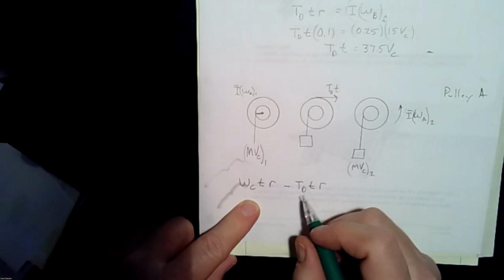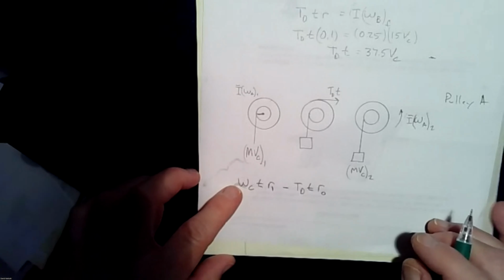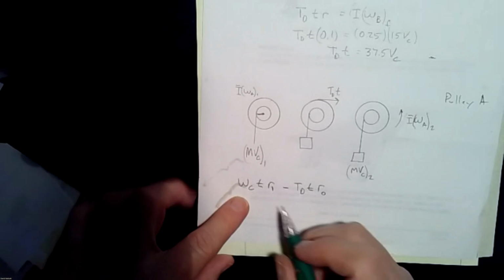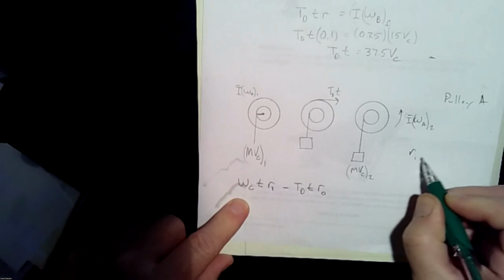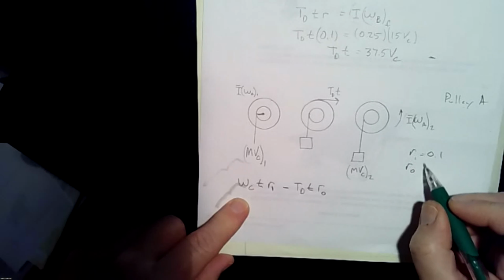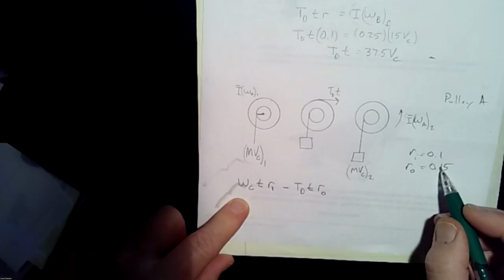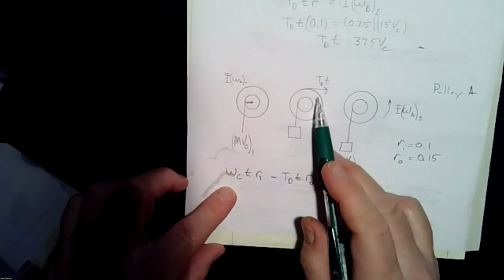Okay, so this will be R1, this will be R naught. Just so we're clear, R1 was 0.1, and R outer, we could say inner and outer, it was 0.15. All right, so we see that here, tension.